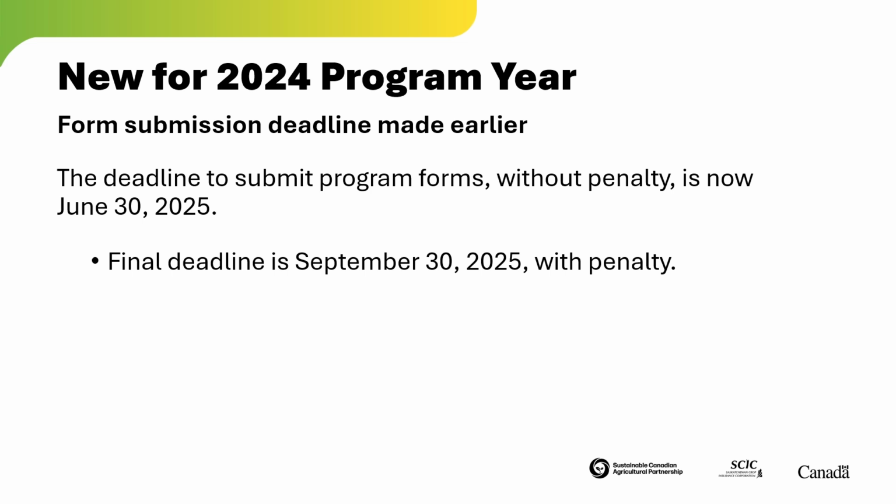The final deadline to submit your program forms is September 30th of 2025 with a penalty. The penalty remains at $500 per month for every month the form submission is delayed beyond that 30th of June date. So it's a maximum of $1,500 penalty. And please note that the penalty is only applied if the producer receives a benefit.